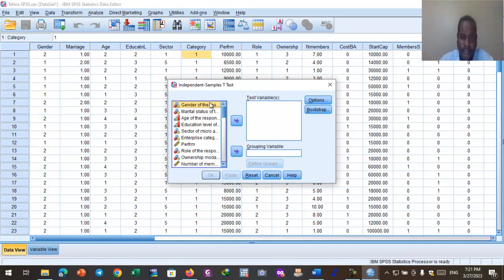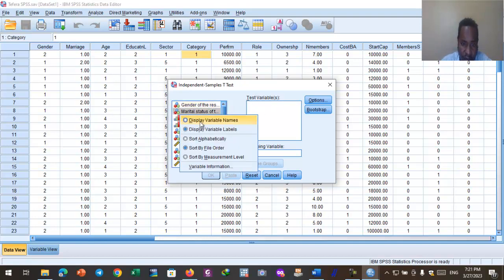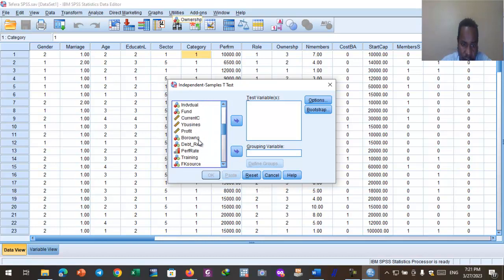And the test variable means the dependent variable. The dependent variable means the continuous variable, in our case, the profit. Let us display the variable names, and let's go through. Okay, profit.